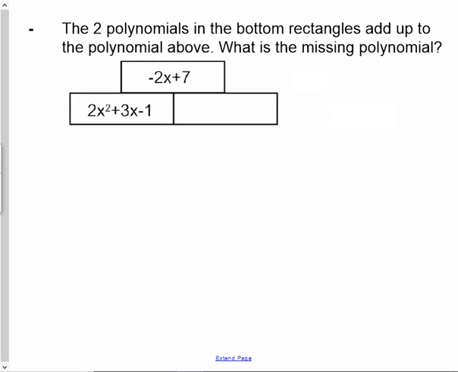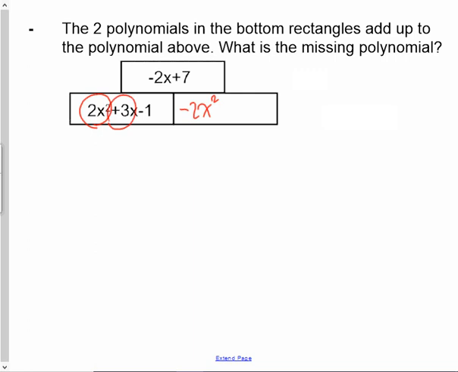The two polynomials at the bottom rectangle add up to be the one at the top. So here we have x squareds, but up top here we have no x squareds, which means this one had to be a negative 2x squared because they canceled out because there's nothing above it that are x squared terms.